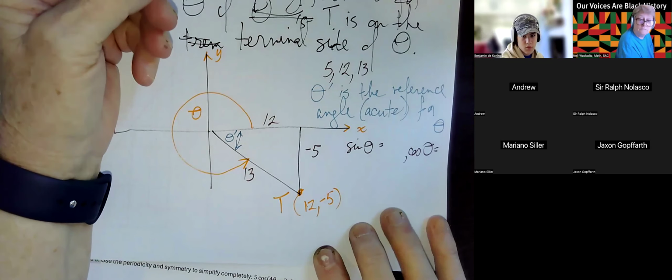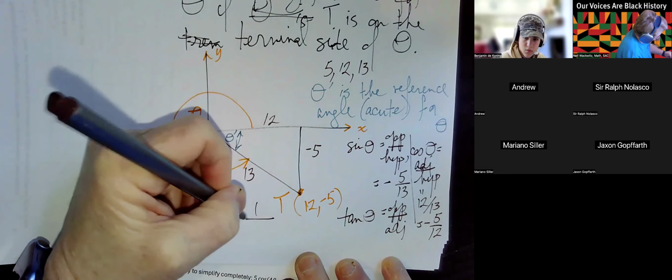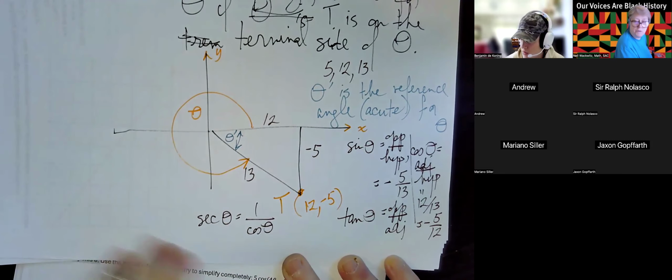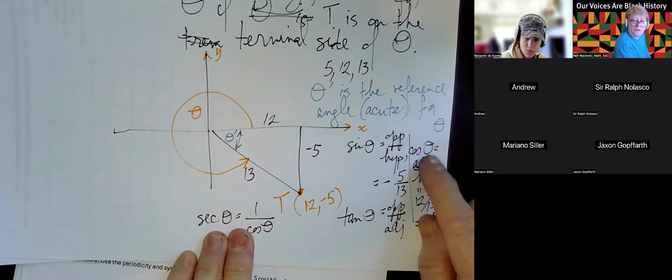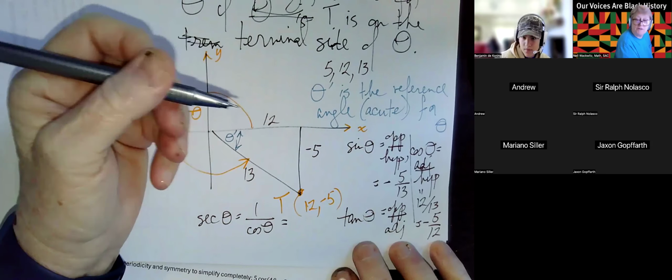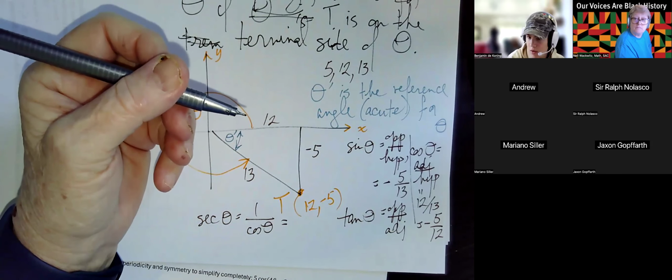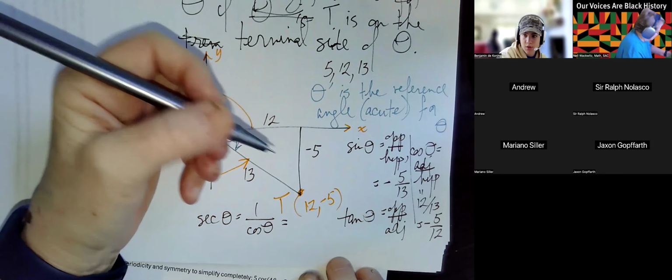Let's start with secant. In order to find the secant, I know it's the reciprocal of cosine. Do I have to do 1 over 12 over 13 to find the reciprocal of 12 over 13? Not necessarily. That's right. I can just do what with 12 over 13 to find its reciprocal? Just switch the numbers' places. Good. So 13 over 12 is secant.